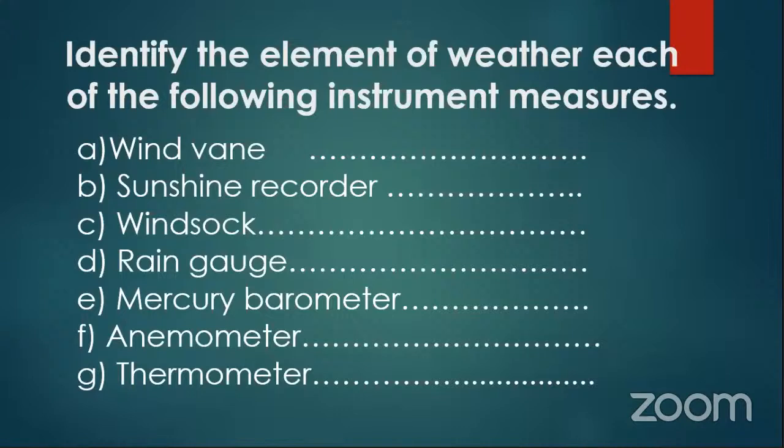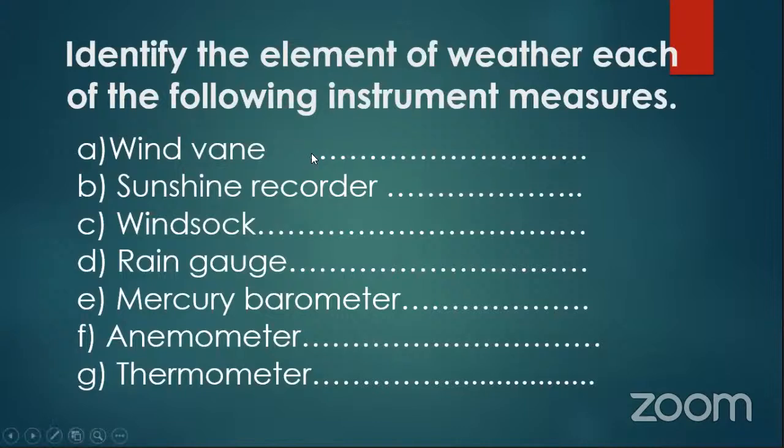What is the use of a windsock at a weather station? Yes, Chilabo Elizabeth. A windsock is used, yes teacher. A windsock is used to measure the direction of the atmosphere. She's saying a windsock is used to show the direction of the wind. Yes, direction of the wind.